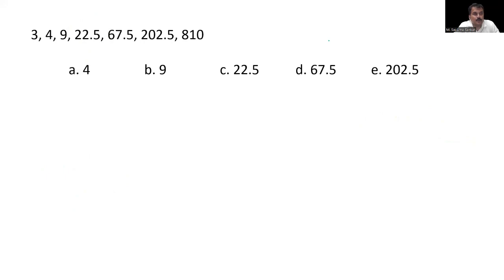Now, 3, 4, 9, 22.5, 67.5, 202.5, and 810. If you observe the difference between first two numbers equal to 1, next to 5, next to 14.5, next 45, huge difference. So what should you do? Okay, do one thing. Just split the sequence. Now, what is the first sequence?